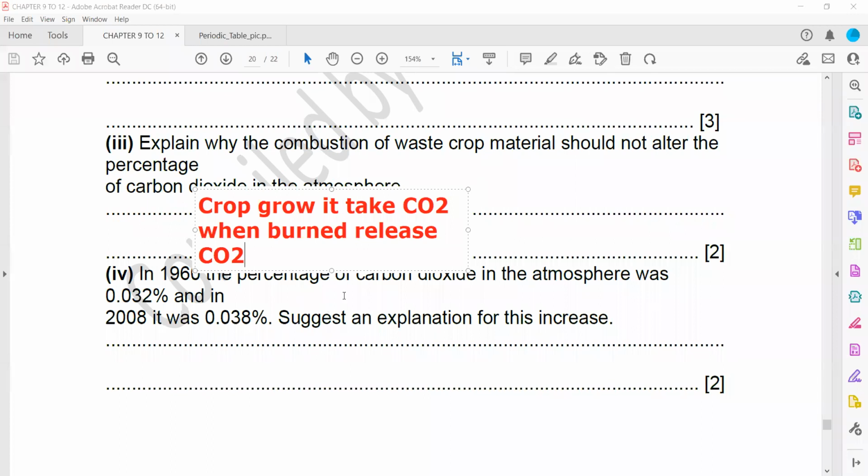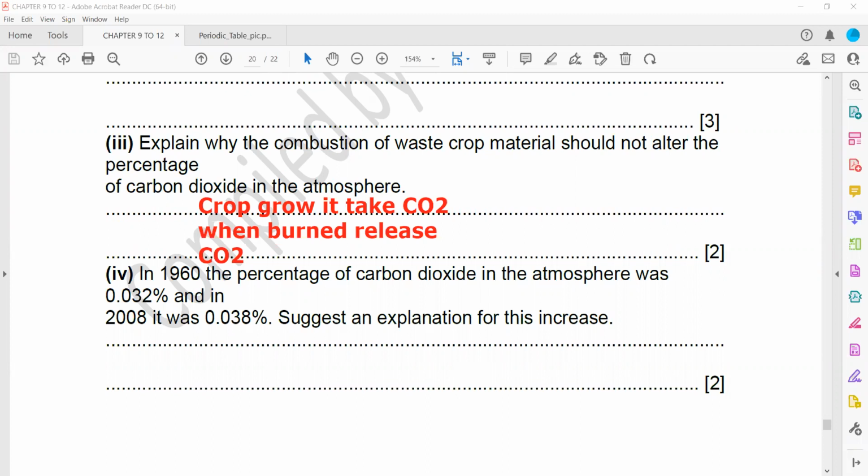In 1960, the percentage of carbon dioxide in the atmosphere was only 0.032, and in 2008 it is about 0.038. So give an explanation for the increase. What is the reason for the increase in the amount of carbon dioxide? A lot of deforestation is done nowadays, like we are cutting the trees, and the use of fossil fuel is also too high compared to 1960. That's why it leads to an increase in the production of carbon dioxide.